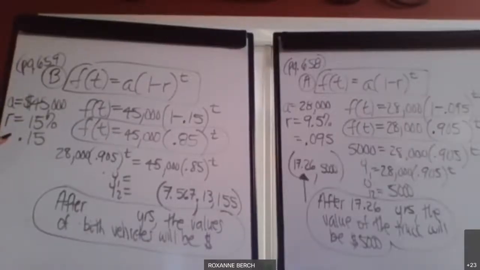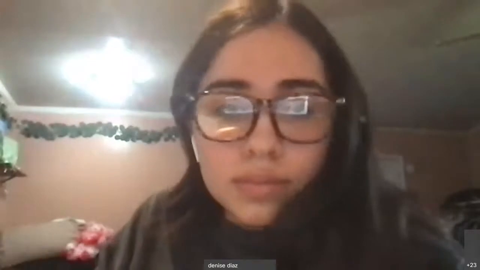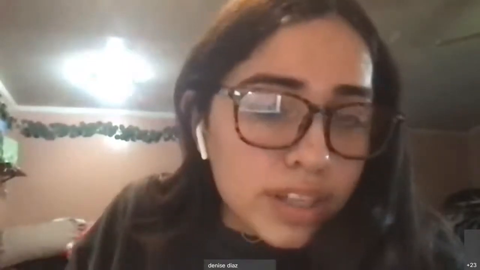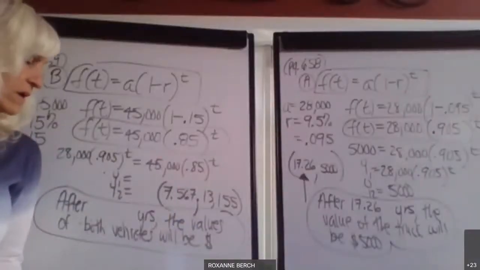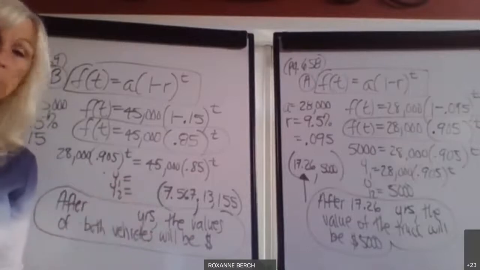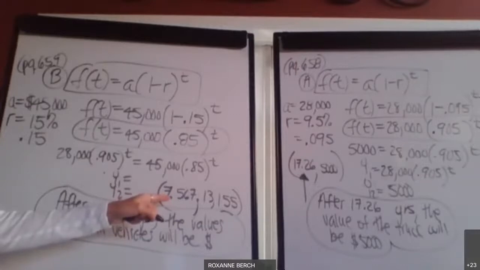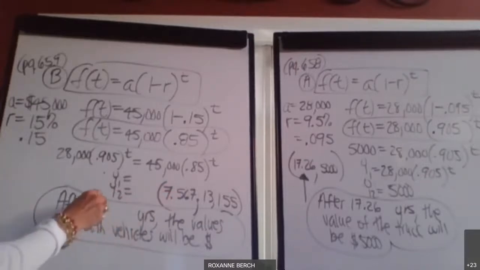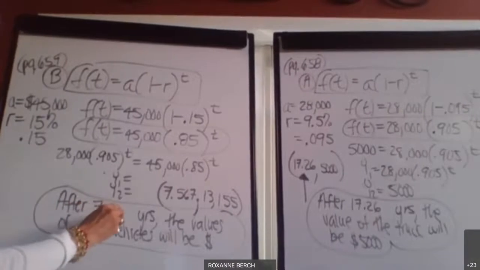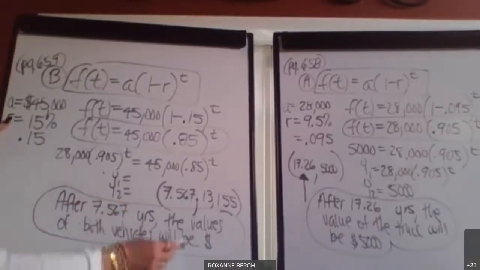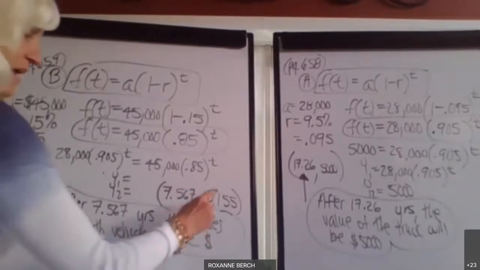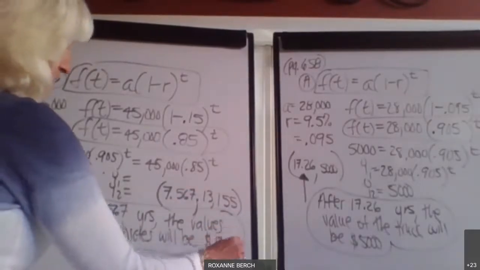You cut out. What'd you say? It was point 0.446. Okay, I'm kind of rounding. So depending on how they ask you to round. But basically, here's what we found out here. We found out that this is 7.5 years about. So it took 7.567 years that the values of both are going to be $13,155, or we should say about.